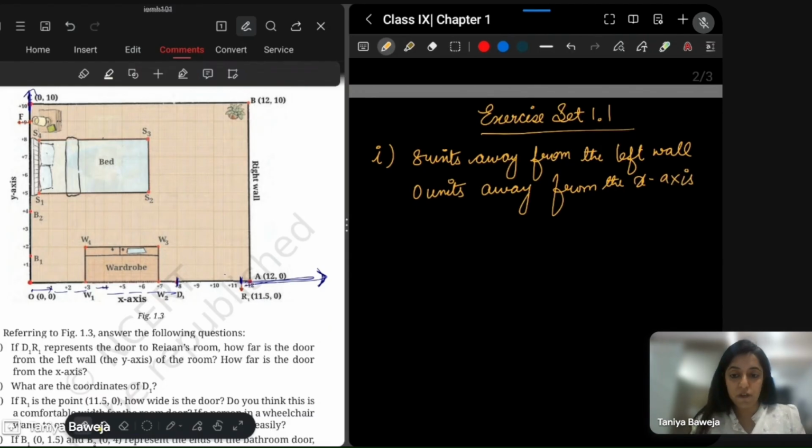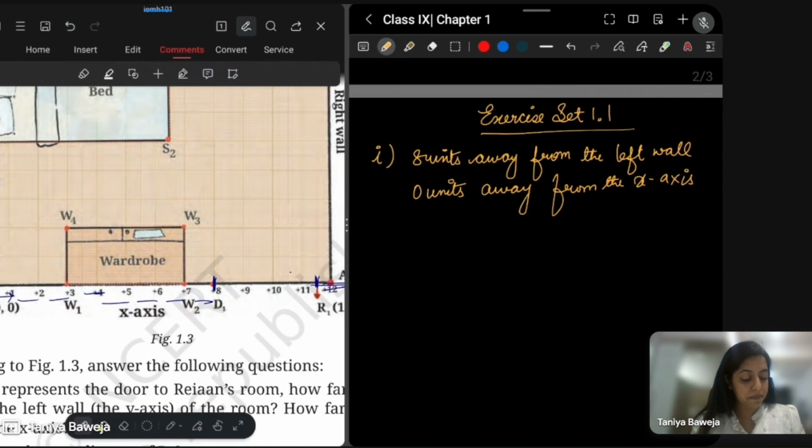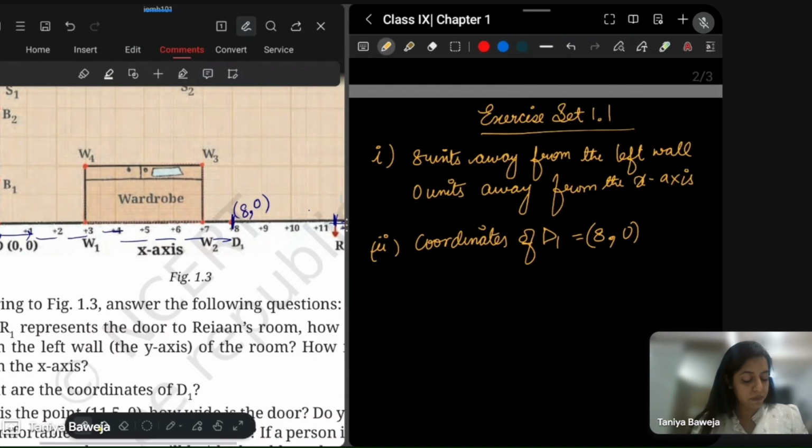Now, what are the coordinates of D1? Let's have a look. This point here is represented at 8, and it is lying on the x axis. If it lies on the x axis, what will its y coordinate be? 0. And where is its x coordinate? Where it lies on the x axis, which is 8. So what are its coordinates? 8, 0. The coordinates of D1 are 8, 0. Let's move on to the third part.